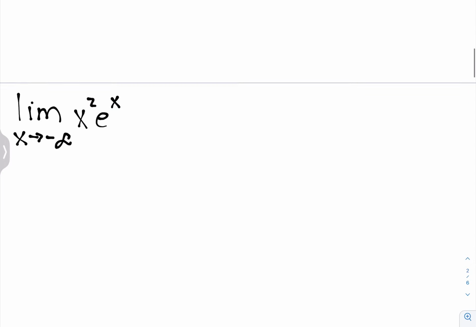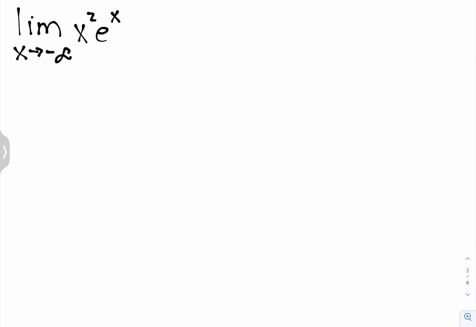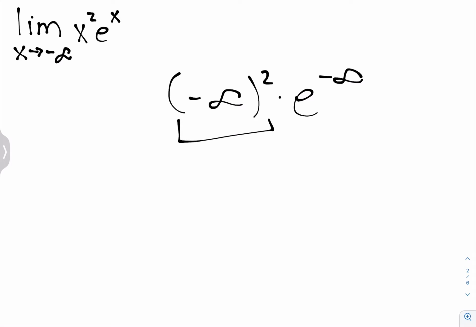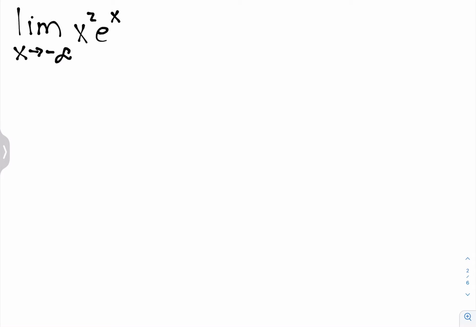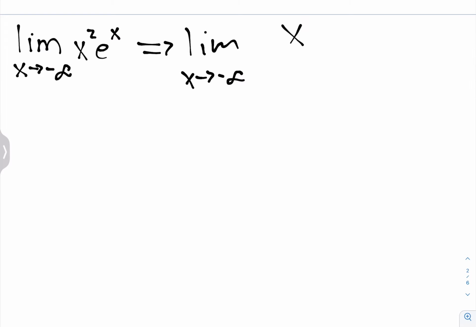Okay. Now for the second one here, we can do the same thing. We're going to make this a quotient. Okay, so if we were to plug in negative infinity for x, we'd have negative infinity squared times e to the negative infinity. So this would give us positive infinity because we're squaring a negative number. And this would give us 0 because we're basically saying 1 over e to the positive infinity. So that's just infinity times 0, and that's indeterminate. That's an indeterminate expression.